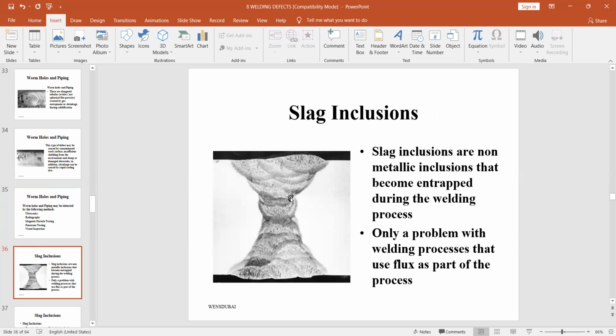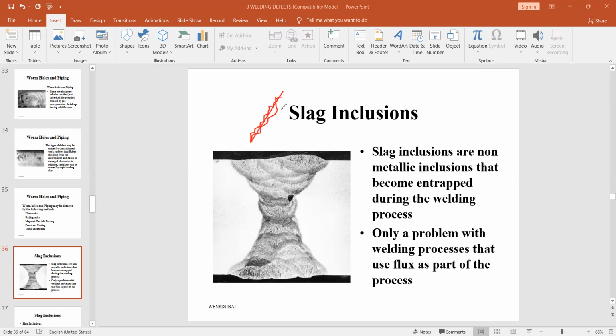Now, what does slag mean? Just imagine you are doing SMAW welding. SMAW welding means this is the welding electrode, and this is the filler wire, and around the filler wire there is a flux coating. During the melting of this filler wire, this flux also melts, and because of this flux you will get inert gases, and those gases will protect the weld metal or molten metal from surrounding gases. This is the purpose of this shielding.